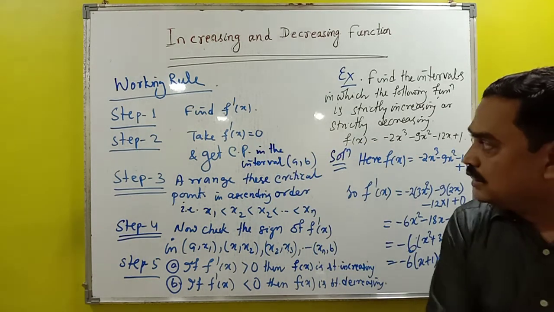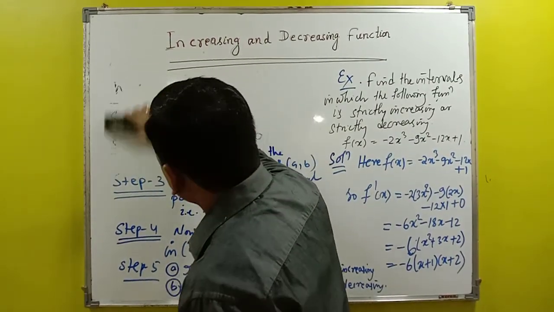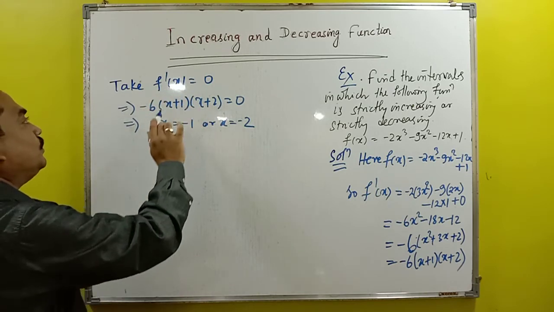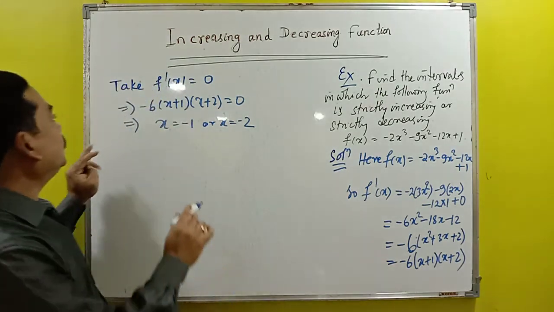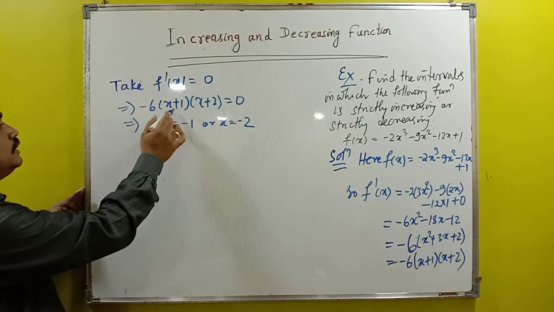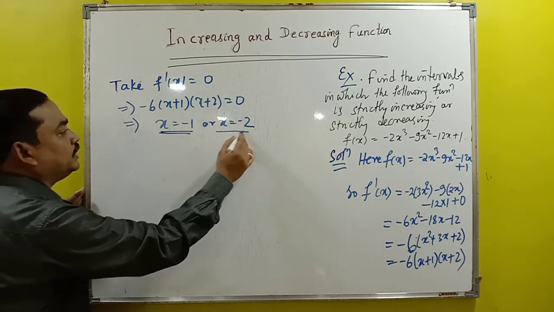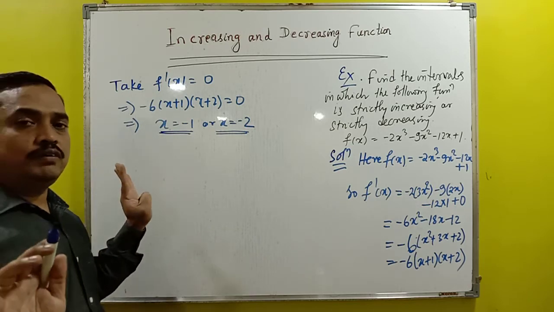So take f dash x equal to 0. We have got f dash x here. When you set it equal to 0, this part is equal to 0. This implies x is equal to minus 1 and x is equal to minus 2. These are your critical points.